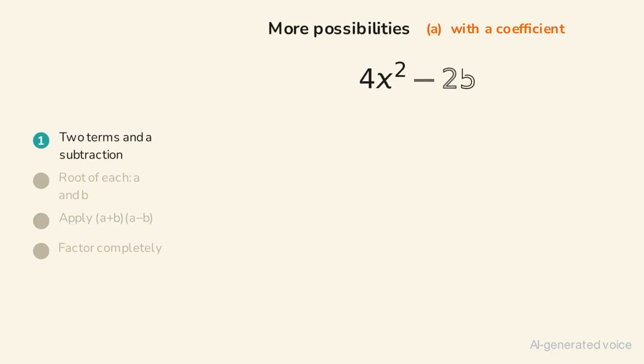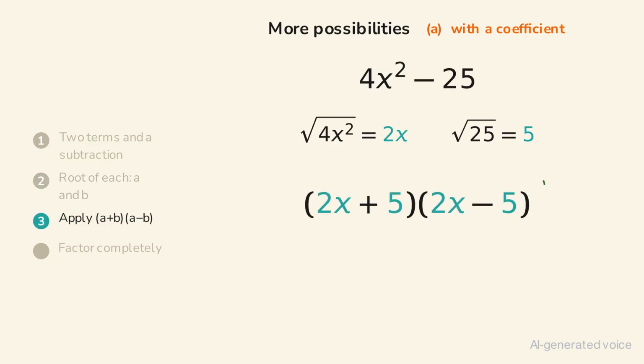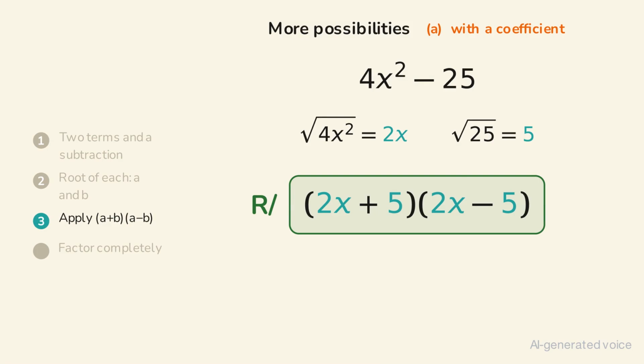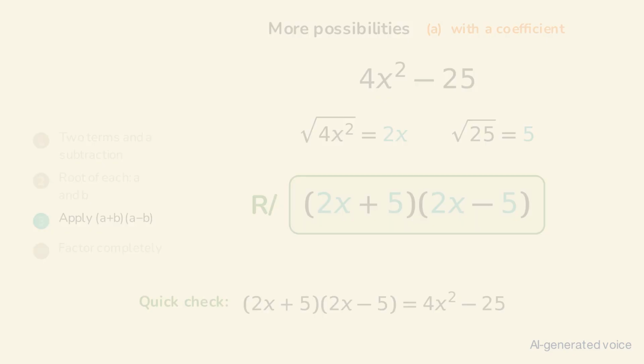Let's see slightly less trivial possibilities, now more briskly. The first with a coefficient. The root of 4x squared is 2x, because 2x times 2x gives 4x squared, that's a. And the root of 25 is 5, that's b. We apply the formula: 2x plus 5 times 2x minus 5. One parenthesis with a plus and another with a minus. Quick check, 2x plus 5 times 2x minus 5 gives us back 4x squared minus 25. The middle terms cancel again.